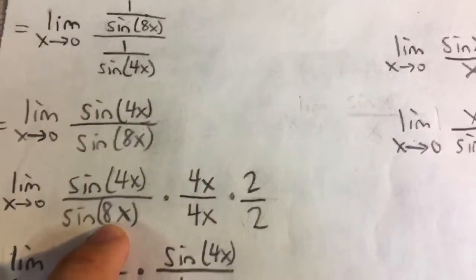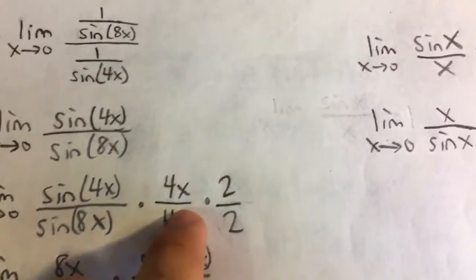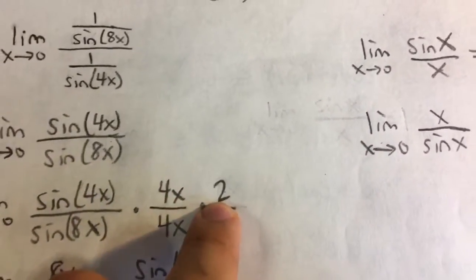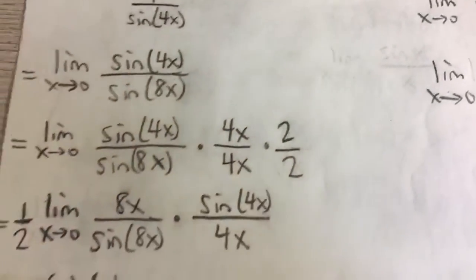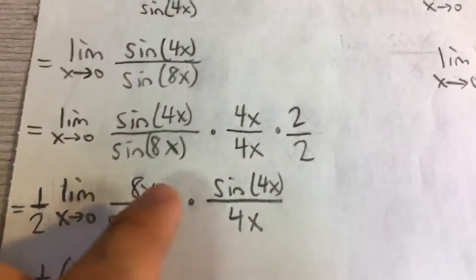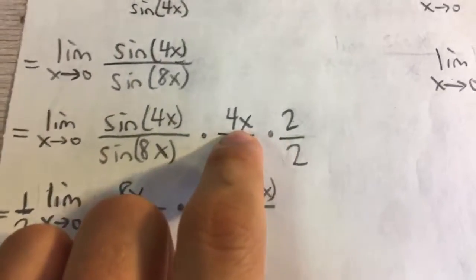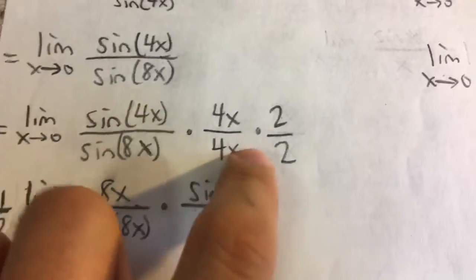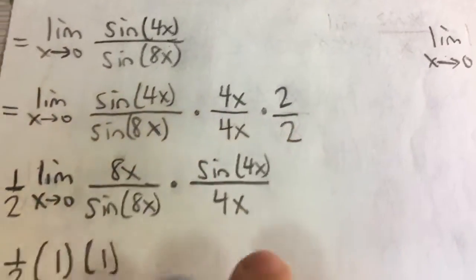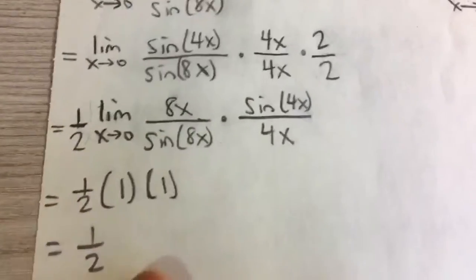And we also want an 8x in the numerator. So we already have a 4x, so I'm going to multiply it by 2. But to do that, we have to multiply by 2 over 2. And so now, if I rewrite this, I'm going to get 8x divided by sine of 8x multiplied by sine 4x over 4x. And notice we have this extra 2 here. So I'm going to bring that out in the front as 1/2.